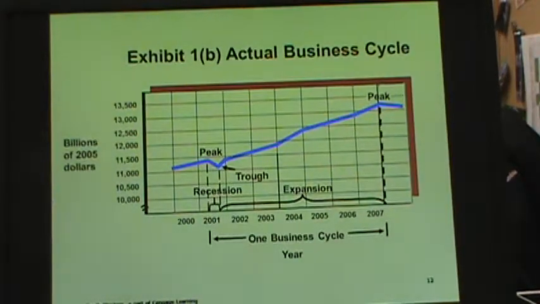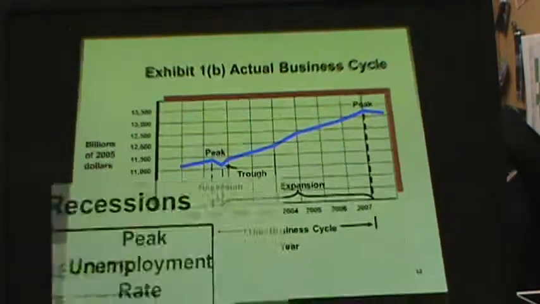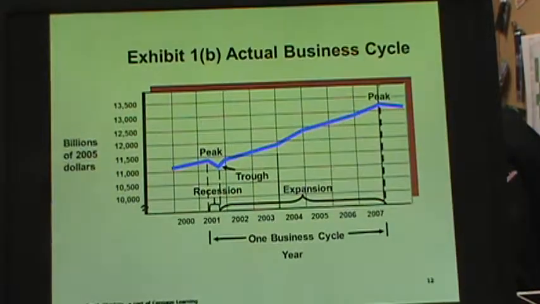Here's an actual business cycle. This is one for a 1 year period in billions in 2005. So this is the United States, in 2005, from year to year. So this is what it looks like usually. It's not the smooth curvy lines from the graph before.